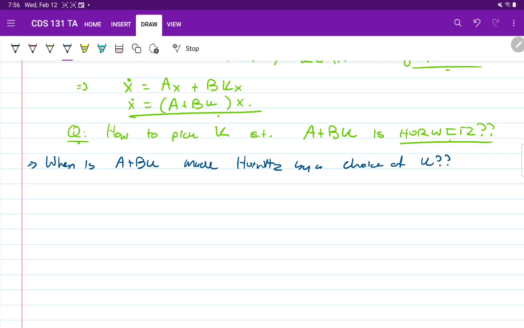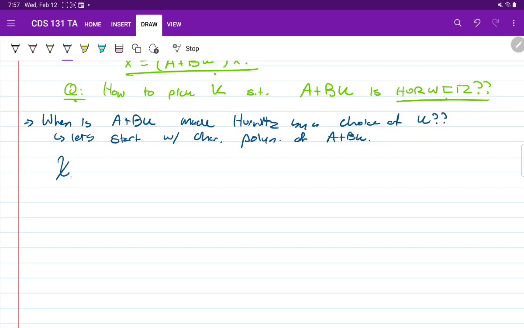A nice place to start to figure out what an answer to this question would be is to analyze the characteristic polynomial of A plus BK. Because we know that the roots of this characteristic polynomial precisely give us the eigenvalues of A plus BK. If we're able to figure those out, then we can directly tell if A plus BK is Hurwitz. Okay, so let's write out the characteristic polynomial.